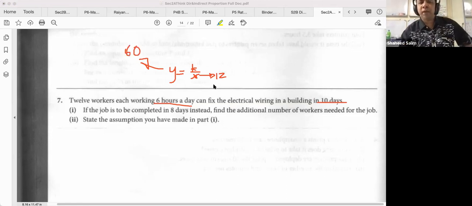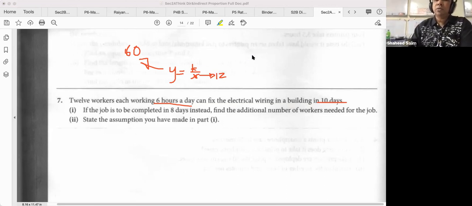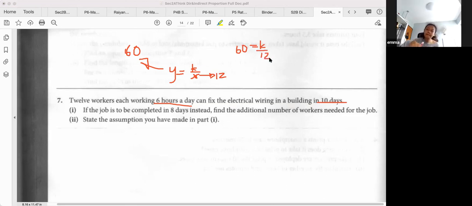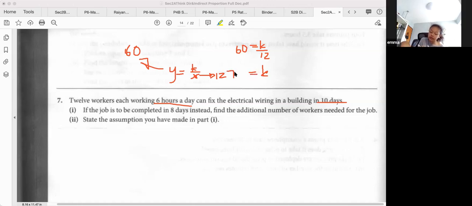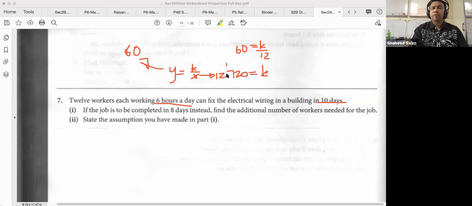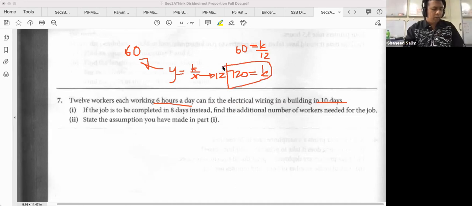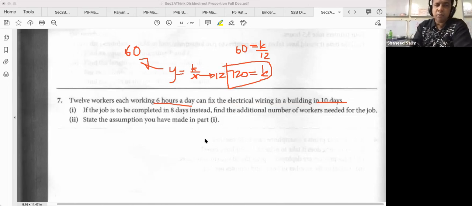So I'm going to put in to find what is k. So it's 60 equals k over 12. So what is k? K equals 720. Okay, that is the first point. Now what we need to do, we need to write down now the formula y equals 720 over x.